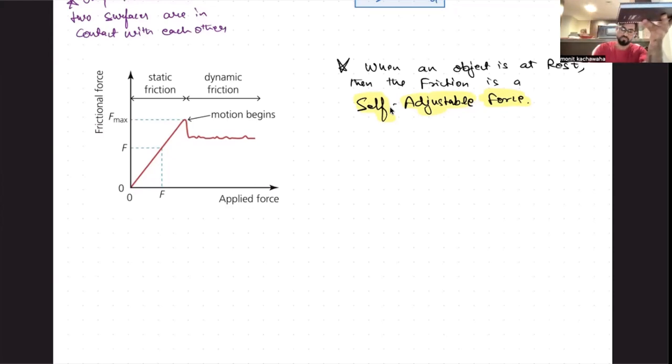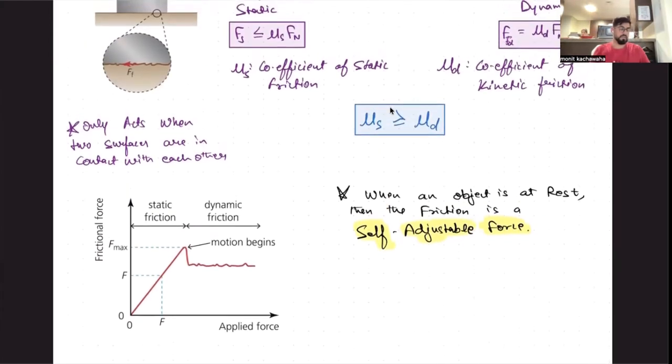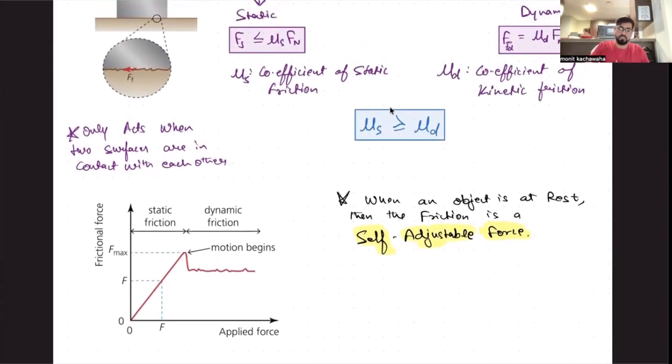And that is why you see in the formula it is mentioned as less than or equal to. It means if you are applying less force, the friction will be less. If you are applying more force, the friction will be more, up to when it is at rest. Once it starts moving, you can see mu d is less than mu s, so automatically this friction force decreases, and you will have a lower dynamic friction. So don't worry about this.